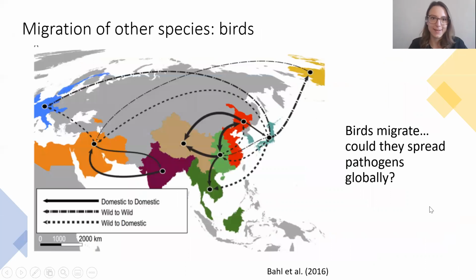Now, another species that migrate are birds. So do you guys think that birds could spread pathogens globally? What do you guys think? I'm seeing an overwhelming yes. Yeah. So the answer there is yes.